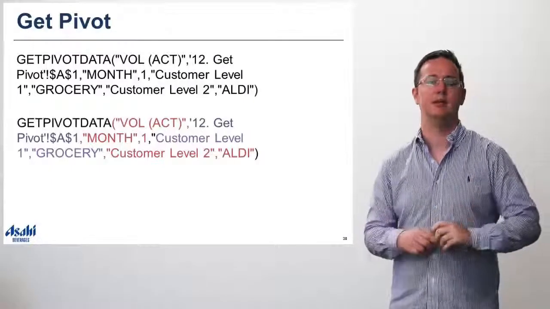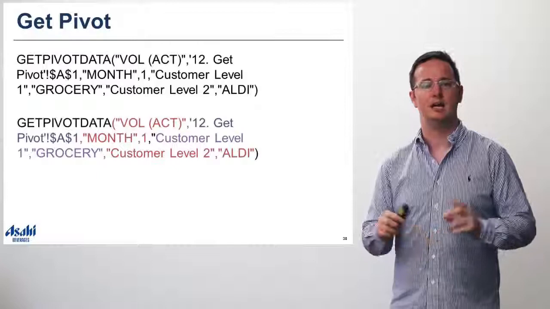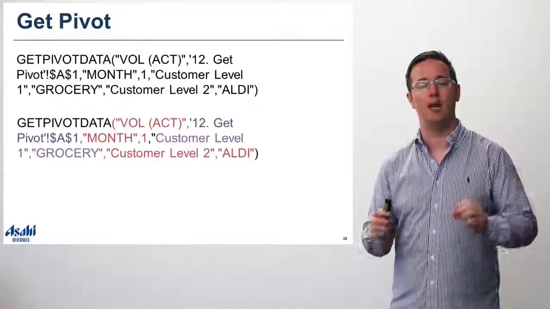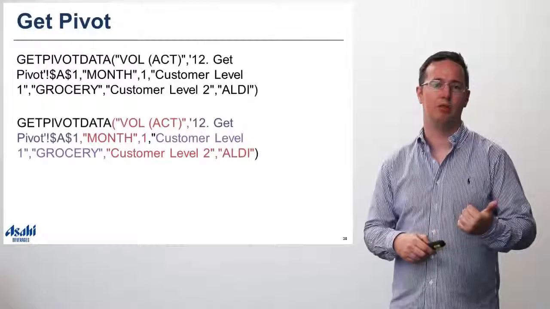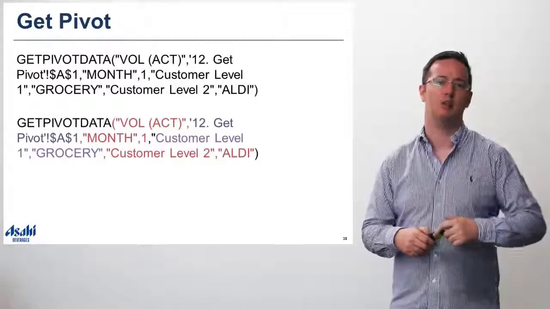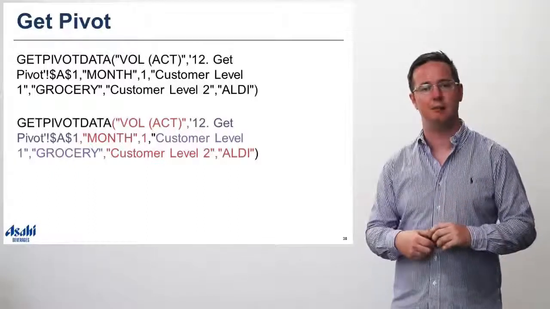Get pivot data. This is how we extract data from a pivot table in a dynamic fashion. It's essentially a formula that you can feed data into to pull out what month or what product you would like from a pivot table. So here we have the sum. I'm just going to explain briefly how it works.